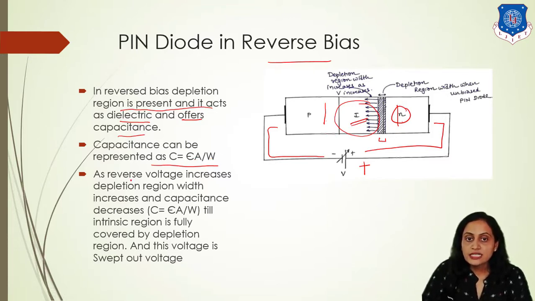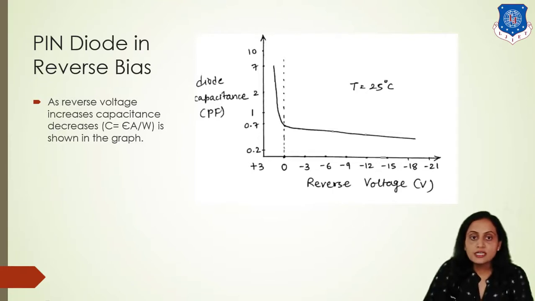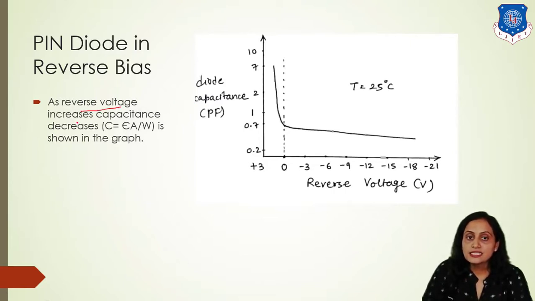As the reverse voltage increases, the depletion region width is going to increase, and due to that the capacitance decreases till the intrinsic region is fully covered by the depletion region. And this voltage is called the swept out voltage, the voltage at which the intrinsic region is fully covered by the depletion region. So PIN diode in reverse bias provides almost constant capacitance. As the reverse voltage increases, the capacitance decreases, as shown in the graph.